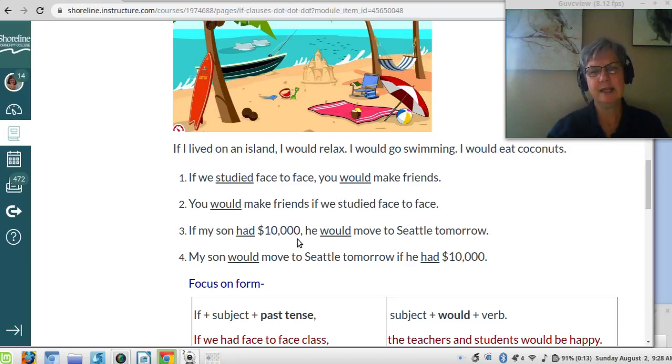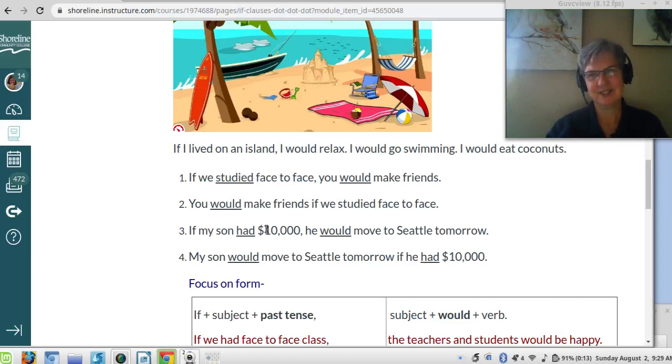If my son had $10,000, he would move to Seattle tomorrow. My son doesn't have $10,000. He has maybe $2,000. He wants to move back to Seattle, so now he's looking for a job. But I think if he had $10,000, he would go down to Seattle now.